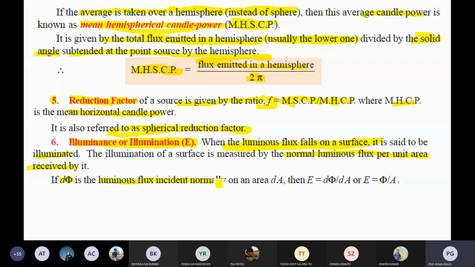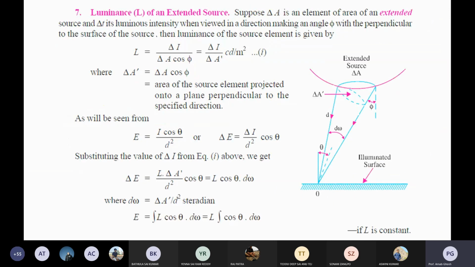If an element of the illuminated area delta A emits a total flux delta phi in all directions over a solid angle of 2 pi steradian, then M equals delta phi by delta A, in lumen per meter square. That is the luminous existence of the surface. It can also be proved that M equals pi into L, which you can use for a diffuse source. Different sources are there, the central point source, diffuse sources, and others. That is your luminous excitance.